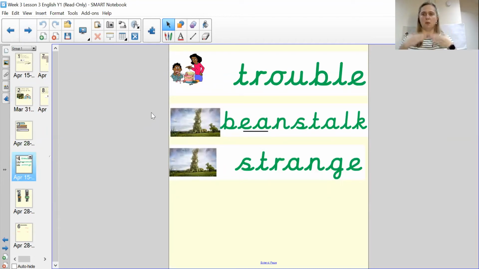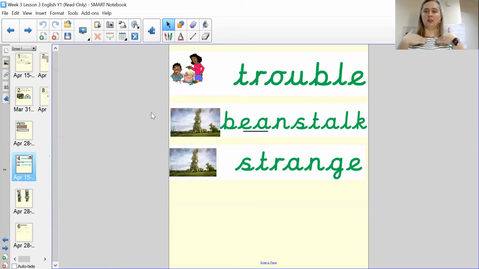Trouble, trouble. What does trouble mean? Can you tell me? Fantastic. Trouble is when you're being told off, you've done something naughty. So Jack in our story was in trouble, wasn't he, when he came back with the beans and his mum told him off. Okay, beanstalk. Beanstalk. And a beanstalk is our bean that grows, and we're growing one in science, aren't we? And in the story there's a huge beanstalk that takes Jack up to the clouds.